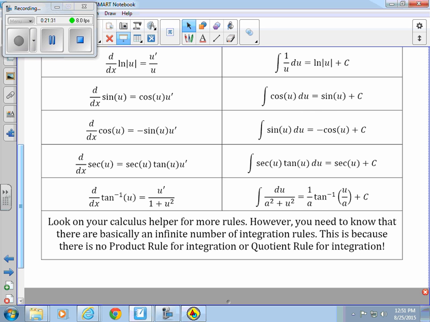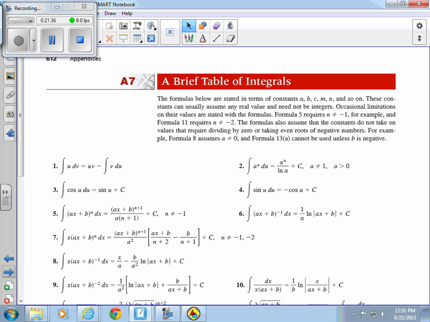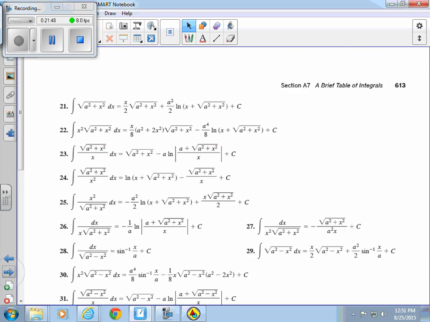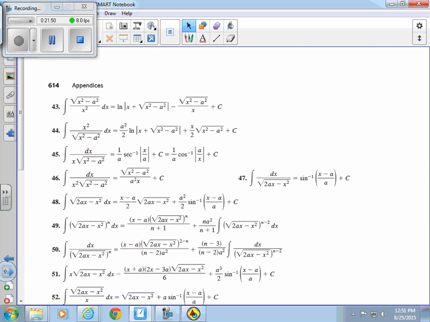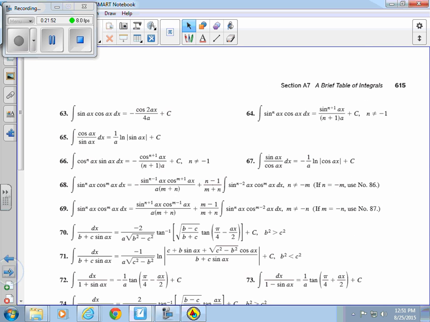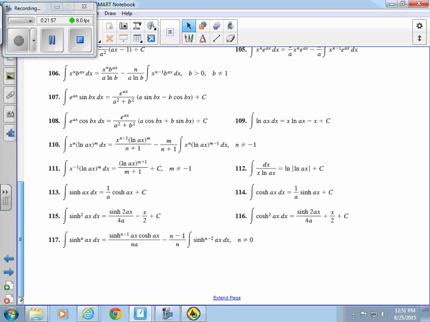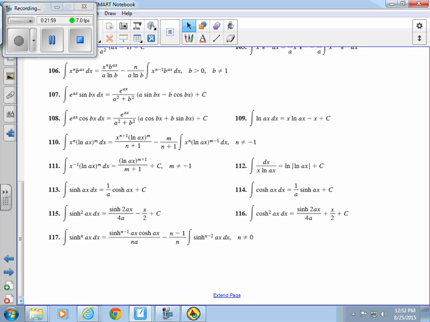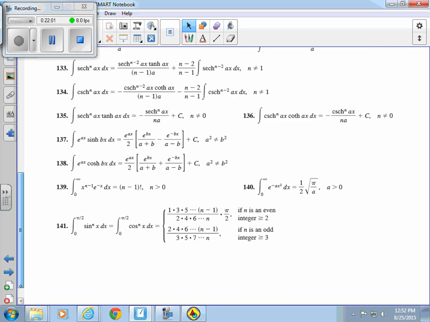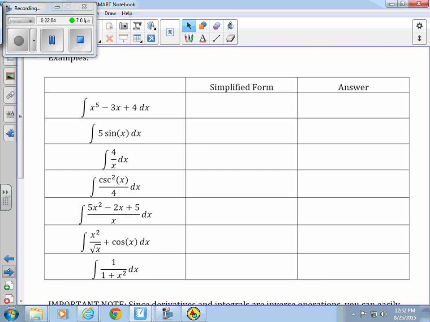If you don't believe me, do not pick up a pencil at this moment. This is from the back of a college calculus textbook, and it is titled A Brief Table of Integrals. You ready for this brief table of integrals? Do you need to know all these? No. And what are they?